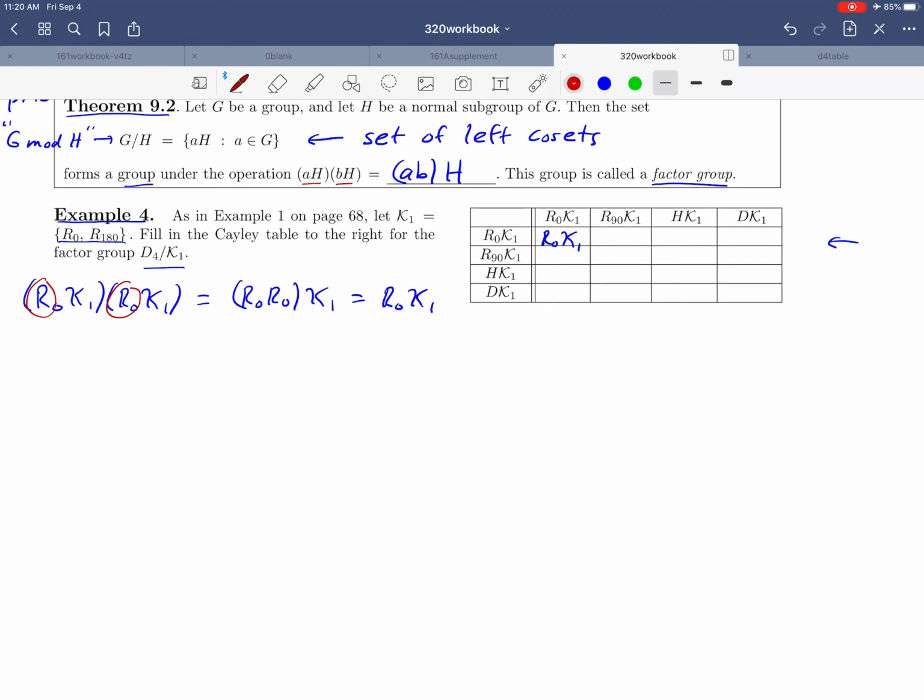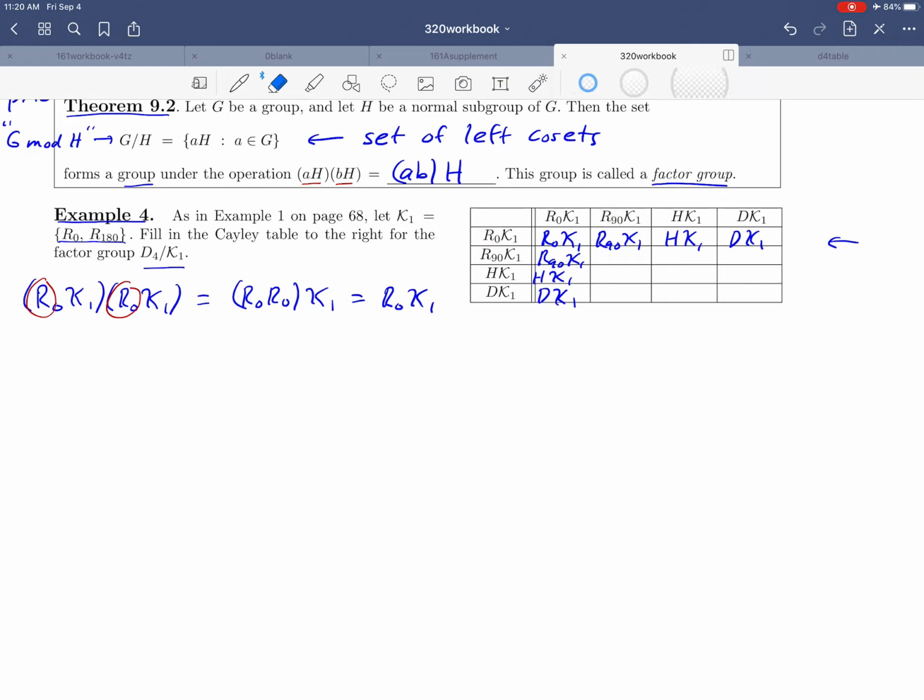If you take the identity element times any other element, say R0 times R90, you're just going to get R90 times K1. You can keep doing this, and so the first row and the first column of our chart are not too difficult to figure out. We're just going to get the same element over again. I'm having a little trouble writing small enough here, hopefully this is readable. What we're noticing is that this element, R0 times K1, is the identity element in this factor group. So there's our first few elements.